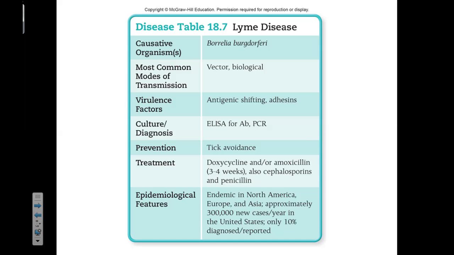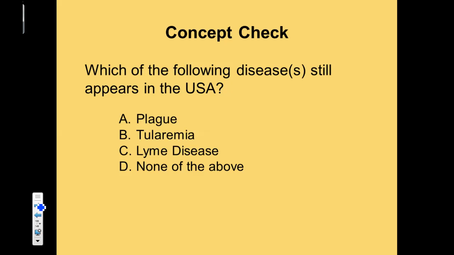To review on Lyme disease, it's caused by Borrelia burgdorferi. It's going to be transmitted primarily by the deer tick. This disease can be diagnosed via some immunoglobulin or immunologic methods. The best way to avoid it is to not get bitten by a tick. And within the United States, there are approximately 300,000 new cases a year, mostly aggregated on the East Coast and Minnesota and Wisconsin.